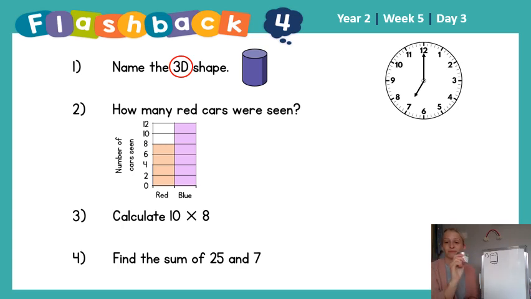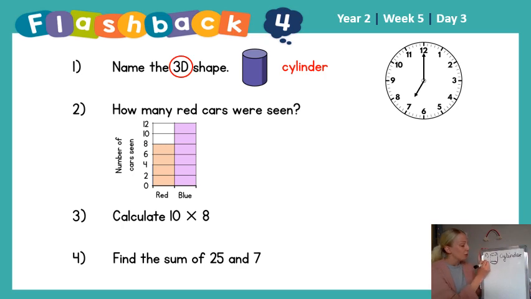Super, have you got one? Fantastic. What 3D shape are our objects? Fantastic, it is a cylinder. So what you can do is when you upload your Flashback Friday, you can take a picture of your cylinder shape that you found in your home.